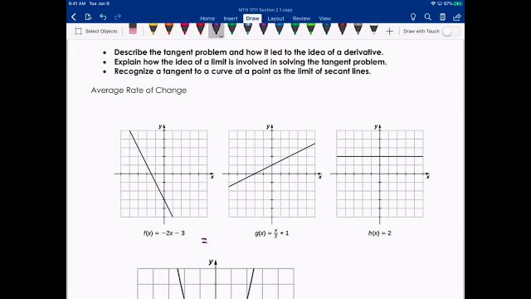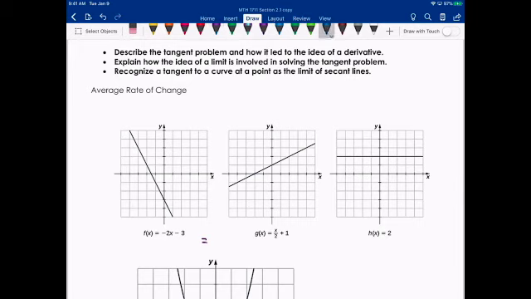And this is how we want to determine the slope of a line that's tangent to a curve just at one single point. And then the other problem was called the area problem, which is how to determine the area under a curve. In this video, we're going to start off by talking about the tangent problem.